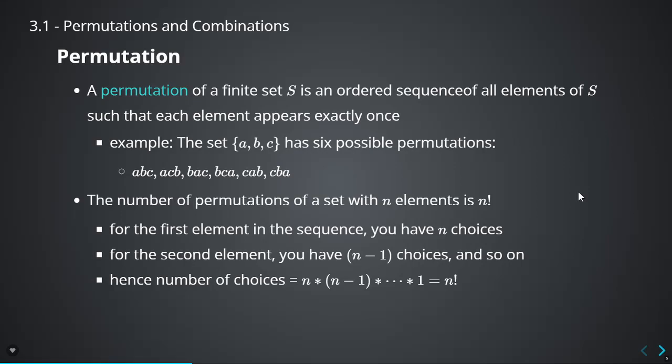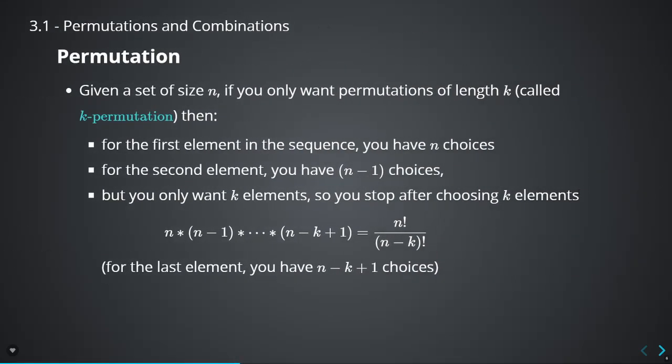Why? Because if you want to arrange them all, for the first character you have n choices. For the second one, you have n minus 1 choices, and then n minus 2, and then n minus 3, and so on, until eventually you only have one choice because there's only one element left which you haven't picked yet. So obviously n times n minus 1 times n minus 2 and so on times 1 is just n factorial.